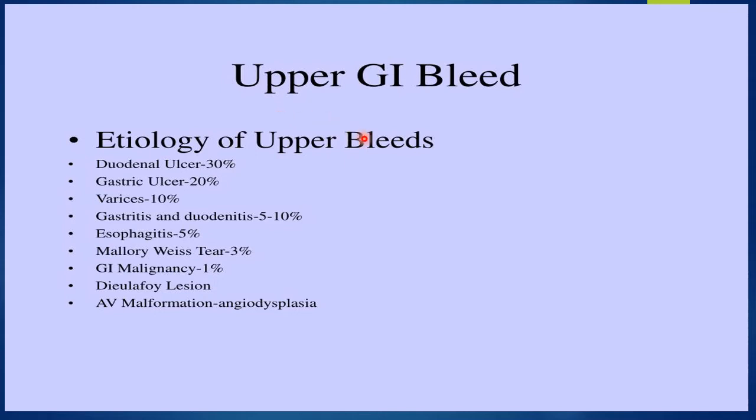In upper GI bleed, this slide shows the incidence of the various causes of the bleed. Duodenal ulcer 30%, gastric ulcer 20%, varices 30%, and gastritis and duodenitis another 5 to 10%. So together, ulcers form 50% of the incidence of bleeding. The others are due to varices and gastritis. The others listed here are rarer causes of bleeding from the GI tract.